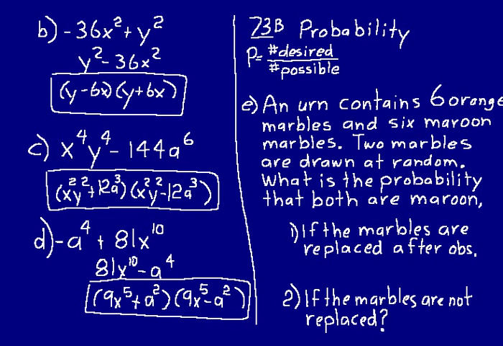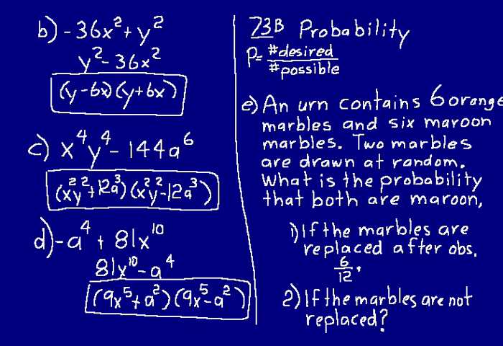So let's think about what we're dealing with here. We're picking two marbles out at random. So when you hear the words at random, they're talking about independent events. So you multiply the probability of each event occurring together. So the first event is 6 over 12, right? The probability of picking a maroon one on the first try, because there's 6 maroon ones and a total of 12 marbles. And then on the second try, the first one was replaced, so you still have 6 maroon ones in there. The probability of getting a maroon on the second try is again 6 over 12.